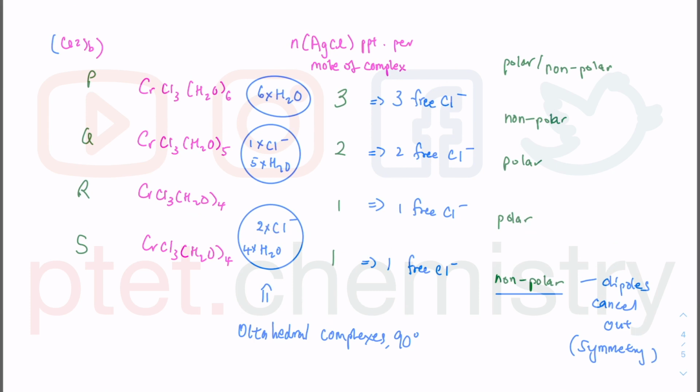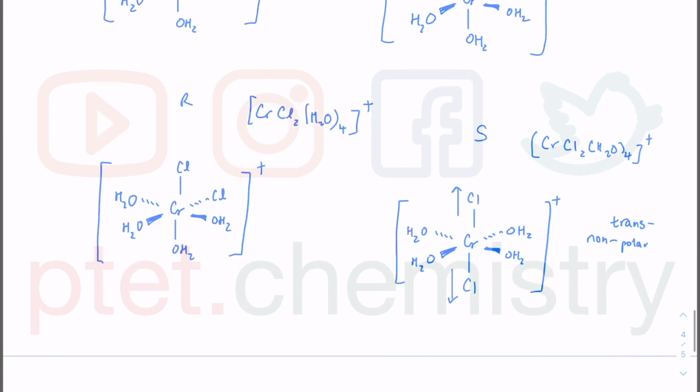But this R is polar because the dipoles do not cancel each other out. So this is a polar complex. Whereas the one on the right hand side, complex S, the dipoles do get cancelled out. So that is the non-polar complex. This is cis, the other one is trans. So the trans one is the non-polar complex. I hope that is quite clear there.